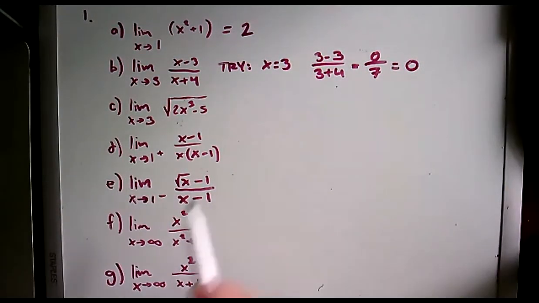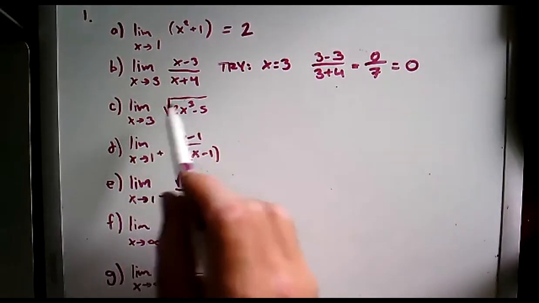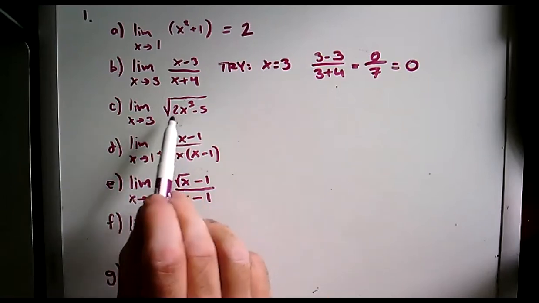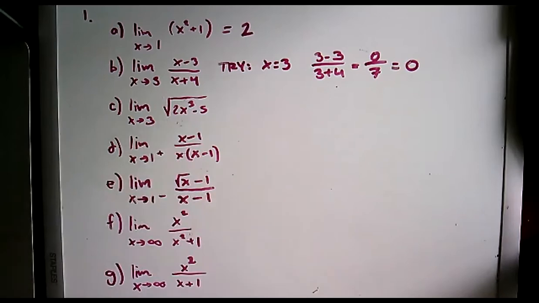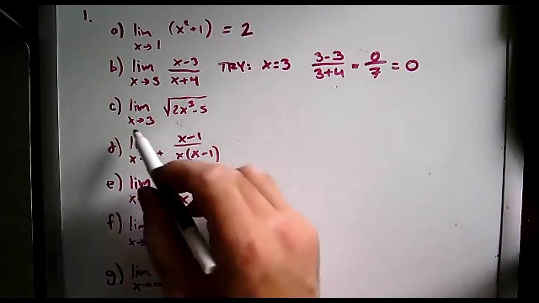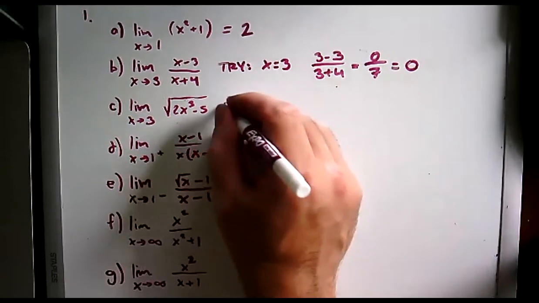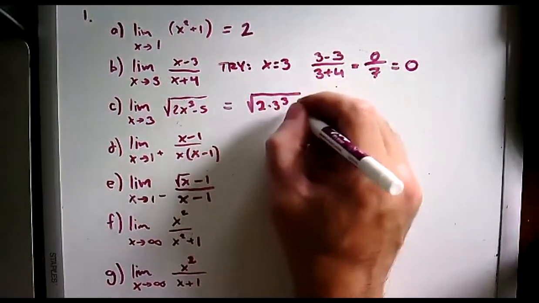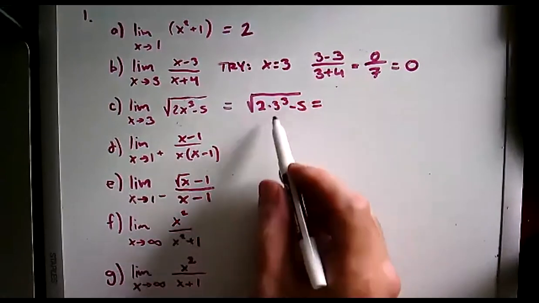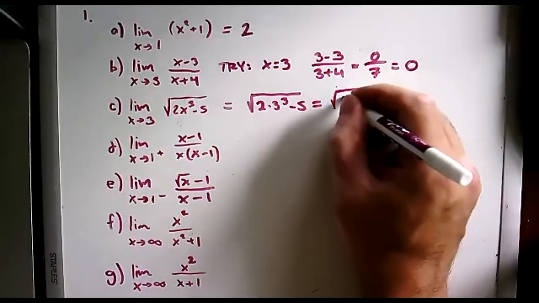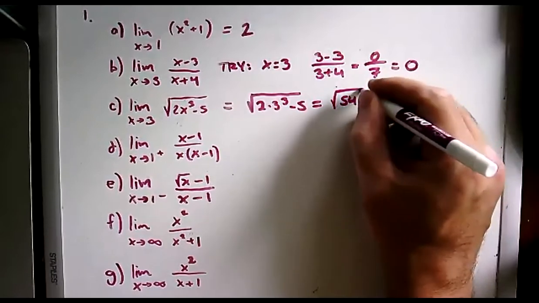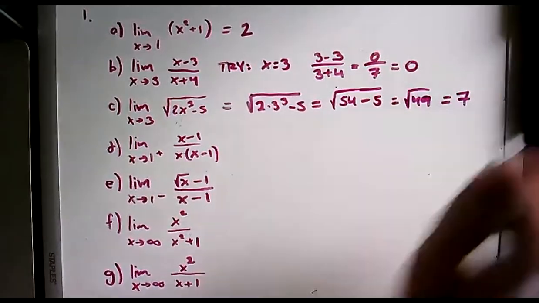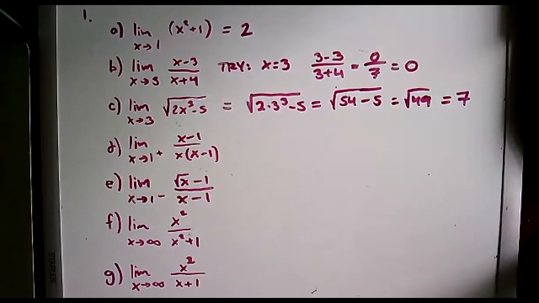Okay, question C. So 2x cubed minus 5, it's in the square root. So I am a little bit worried. I have to make sure that I don't take the square root of a negative number. But to me, it looks like if I take 3 and cube it and multiply it by 2, it's going to be bigger than 5. So again, I'm going to try and evaluate it directly by letting x equal 3. Then our limit would equal the square root of 2 times 3 cubed minus 5. 3 cubed is 27, times 2 is 54. So we have the square root of 54 minus 5. Oh, this one turns out nicely. The square root of 49, which is just 7. Okay, so we started with some pretty easy ones.